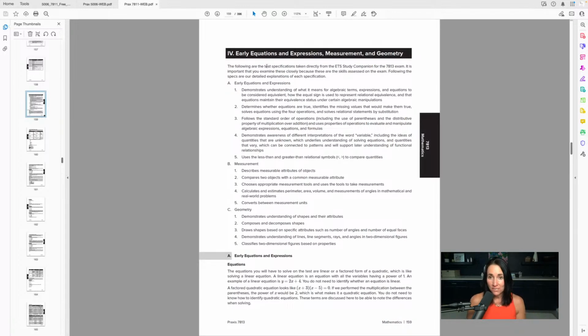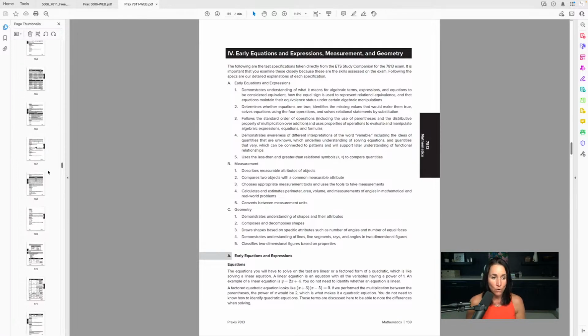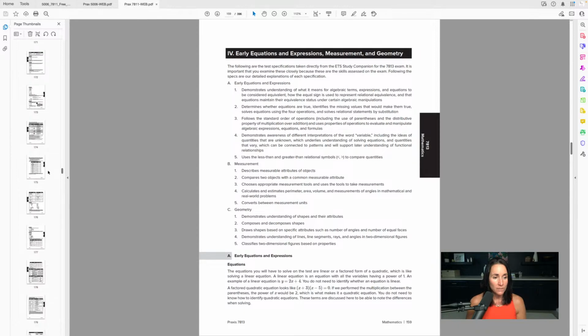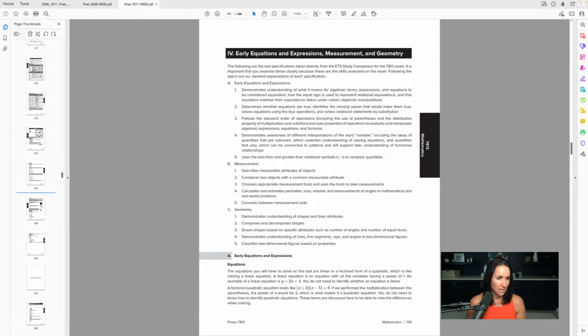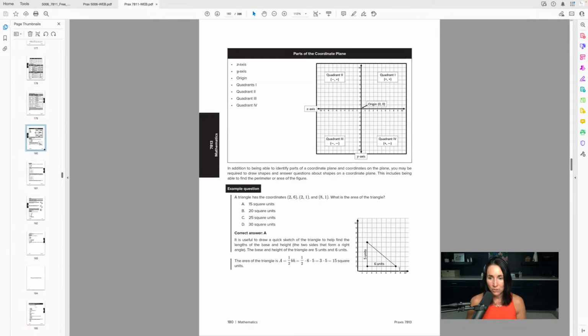But early equations, expressions, measurement, and geometry, this is elementary school, but let me tell you, this is not easy. They even do the coordinate plane, which is going to be questions like this, where you're working with the XY axis, and even doing geometry. Notice this question right here.